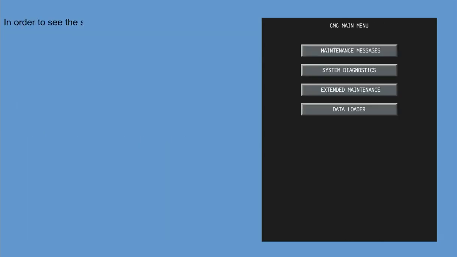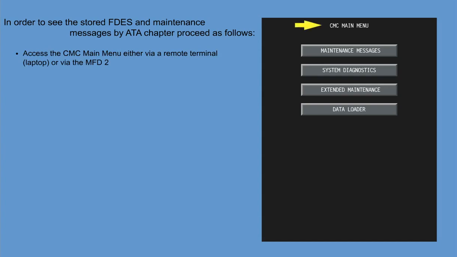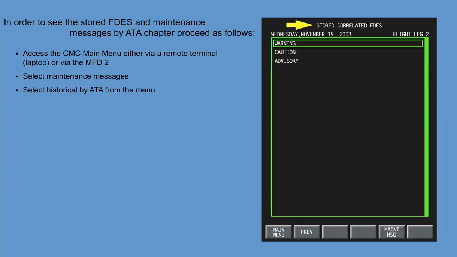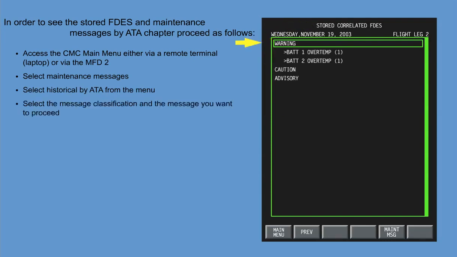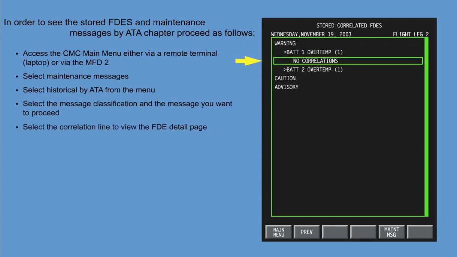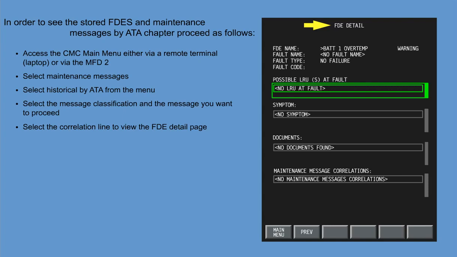In order to see the stored correlated FDES and maintenance messages by ATA chapter, proceed as follows. First, access the CMC main menu either with a remote terminal, laptop, or via the MFD2. Select Maintenance Messages. Select Historical by ATA from the menu. This will bring you to the stored correlated FDES page. Select the message classification and the message you want to access. Then select the correlation line to view the FDE detail page.